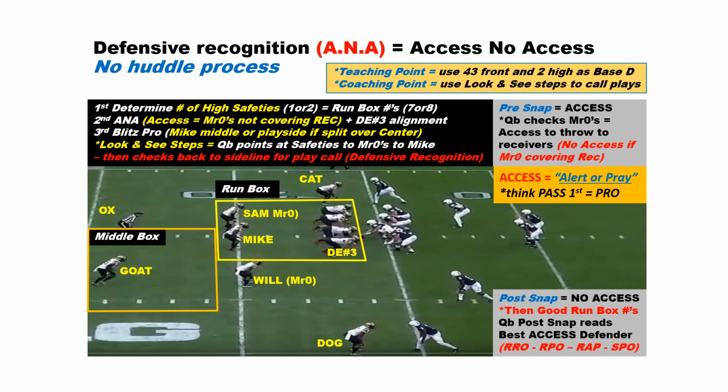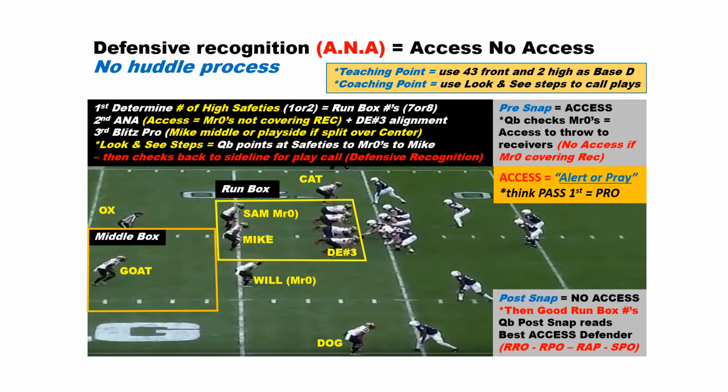Last, remember, one of the big advantages of no huddle is you get to do defensive recognition every time. We use a process called ANA, where we're looking at access or no access for our receivers. So again, we'll start up top with our deep safeties, one or two high, and then we'll look and see if that middle box is open or closed. We'll work down then to our outside hanging backers, which we call Mr. Zeros. In the diagram here, it's the Will and the Sam.